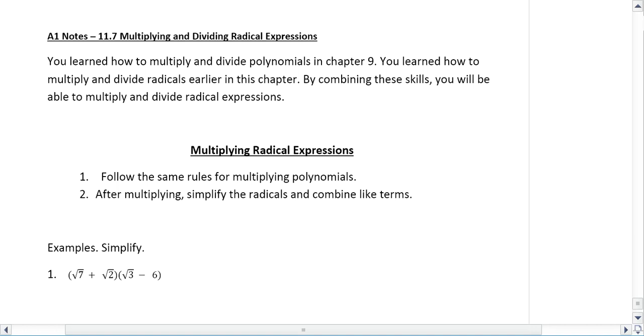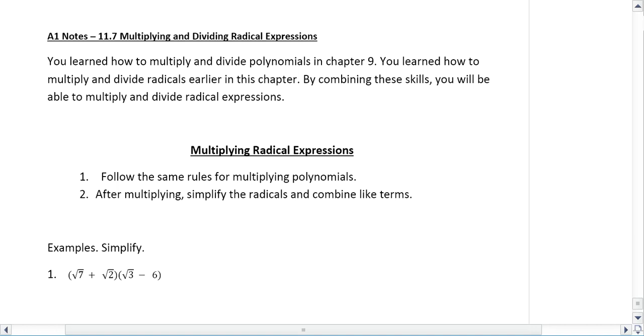So if you think back to Chapter 9, we learned a lot about multiplying and dividing polynomials. That's where you learned foiling and those types of skills. And now we have learned how to multiply and divide radicals. We learned how to rationalize the denominator. So we're going to take our polynomial skills and our radical skills, and we're going to put them together, and we're going to multiply and divide radical expressions.